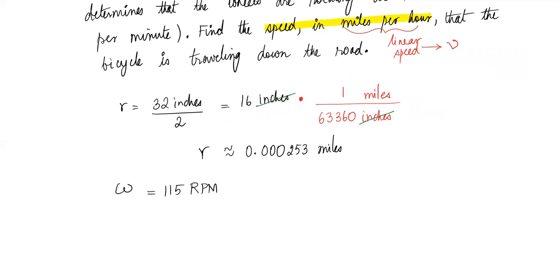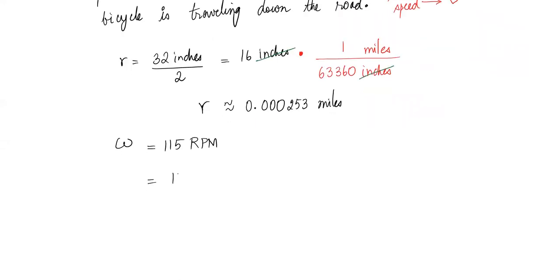Okay, so now let's tackle this one. So it's 115 rotations, revolutions, right? Revolutions per minute is over 1 minute. What are we trying to do? We are trying to convert this to radians per hour, okay? Radians per hour, not per minute, because you want the final answer to be in miles per hour.